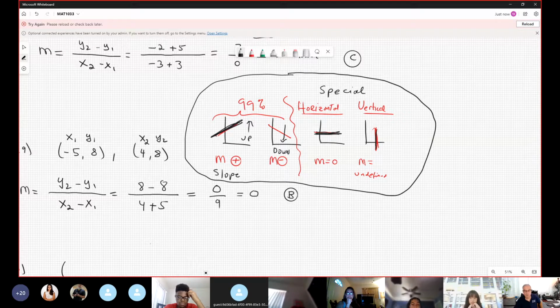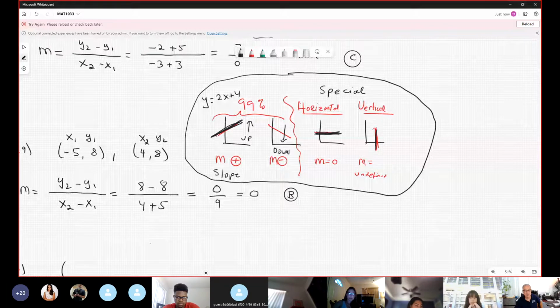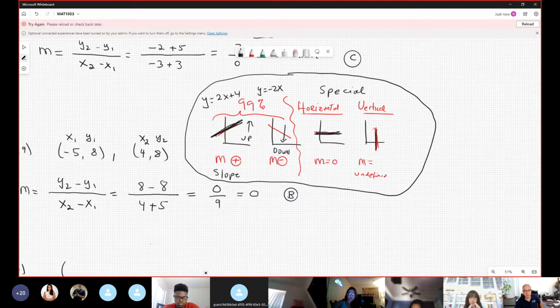And by the way, let me complete the idea. Suppose this is y equals, for example, 2x plus 4, slope positive. And this is negative 2x plus 4, slope negative, right? In this case, slope is 0, and the equation for the horizontal line is y equals 4, because the slope is 0. So in the equation y equals mx plus b, if the slope is 0, that part is missing. And when you see y equals any number, that indicates it is a horizontal line. Makes sense?